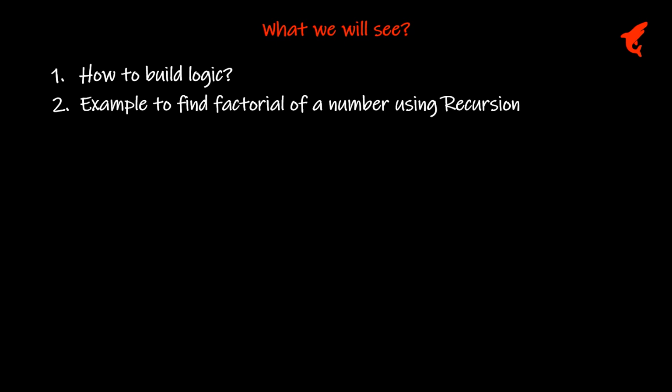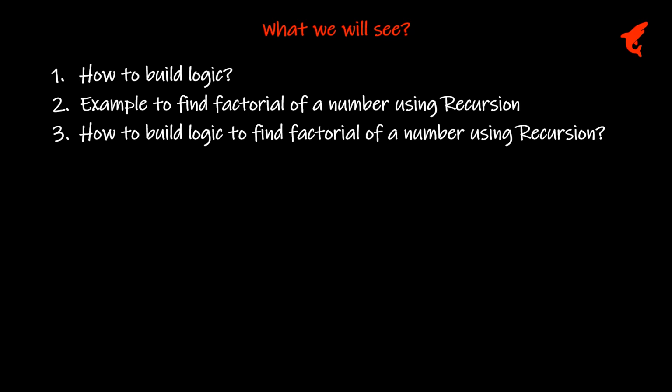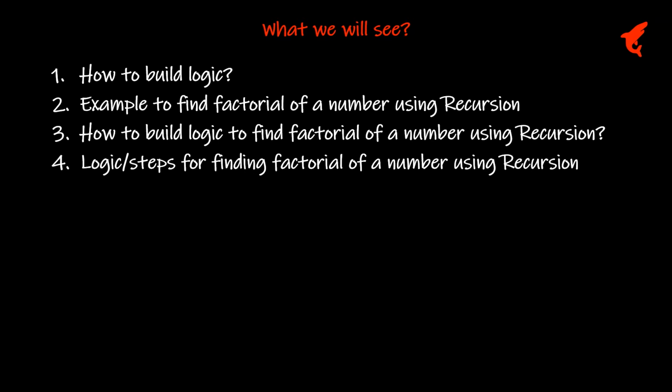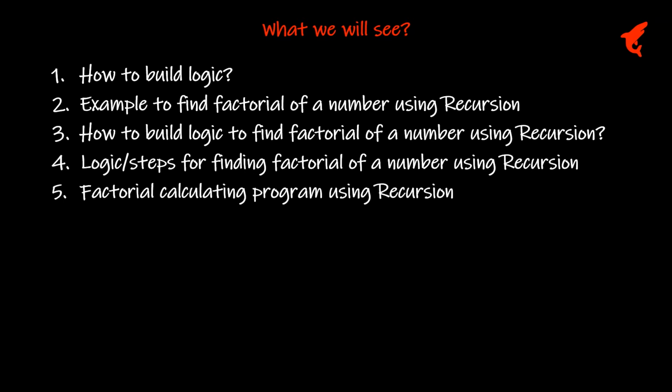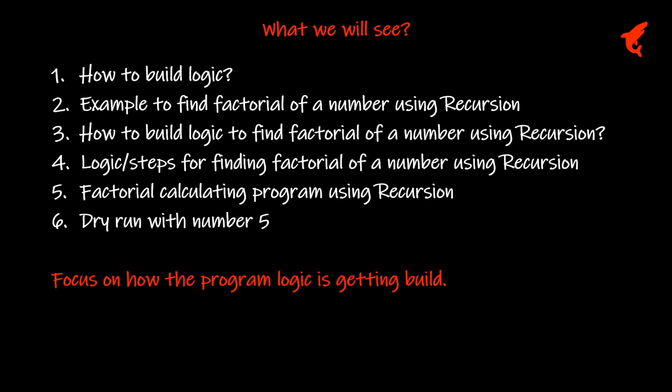So what is it that we are going to see in this video? First, logic about recursion. Then an example to see how recursion is used to calculate factorial of a number. Then the actual logic building of the program, then the steps of this particular logic, then the actual factorial program using recursion, and then we'll do a dry run with the number 5. So let's begin, but remember to always focus on how the program logic is getting built.